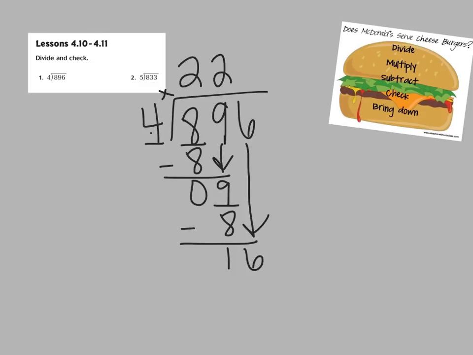And our last one is how many times does 4 go into 16? You're right, 4 times. 4 times 4 is 16. 16 take away 16 is 0. 896 divided by 4 equals 224. All right, now you are going to do number 2 on your own. 833 divided by 5. Pause the video and resume it when you are finished.